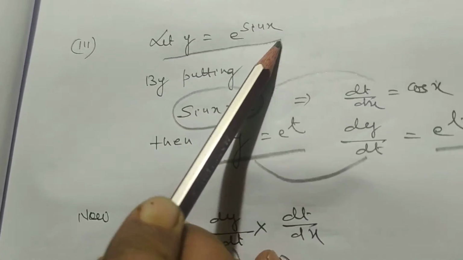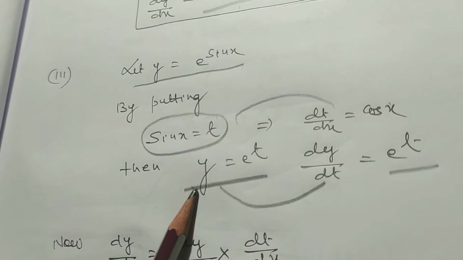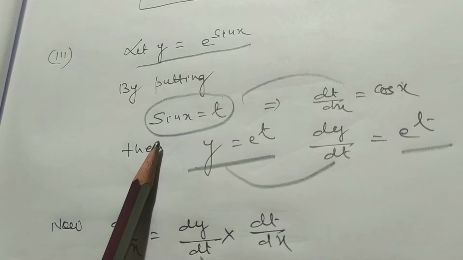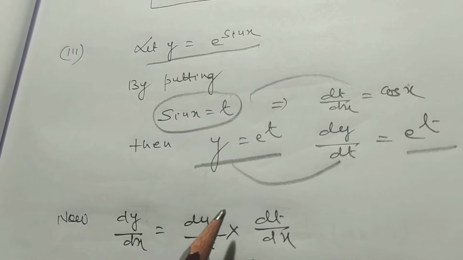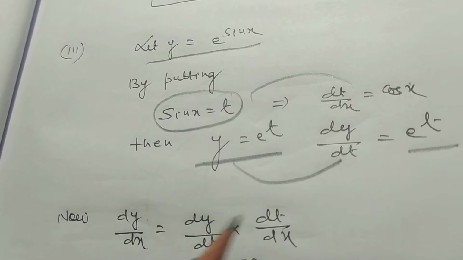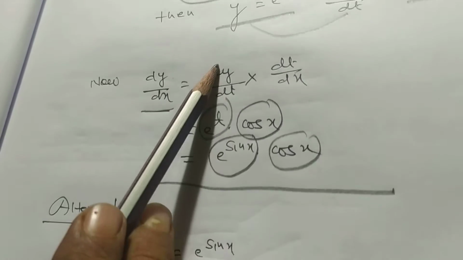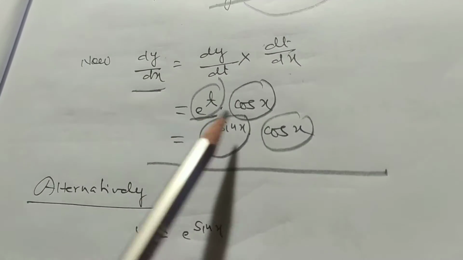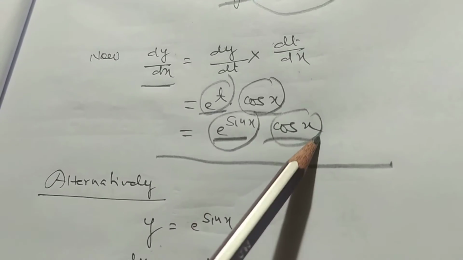y is equal to e to the power sin x. By putting sin x is equal to t, we have y is equal to e to the power t. So sin x is equal to t, then dt by dx is equal to cos x. And here dy by dt is equal to e to the power t. So dy by dx is equal to dy by dt into dt by dx, that is e to the power t into cos x, that is e to the power sin x into cos x.